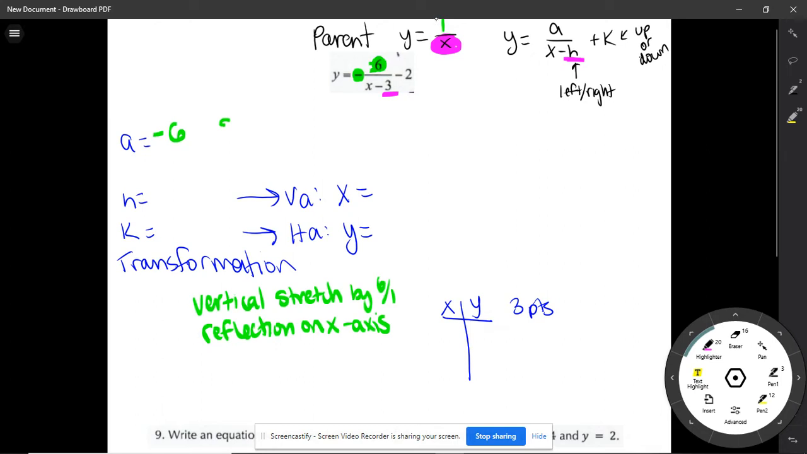Now keep in mind, remember, this is x minus h. So if it's x minus h and it is x minus 3, then that means that they plugged in a positive 3. So my horizontal shift is going to be 3. And that talks about our x value, right? We're going right 3.